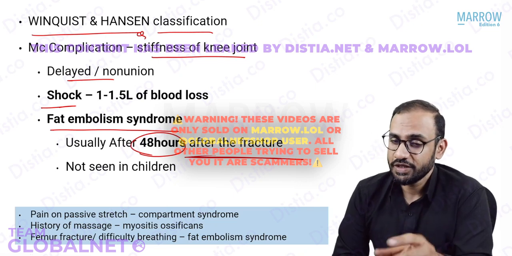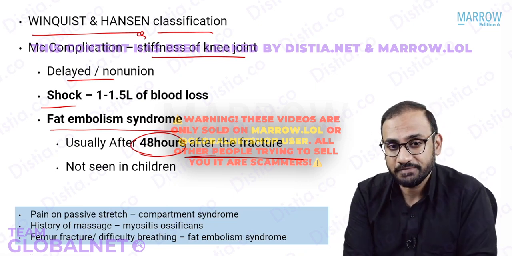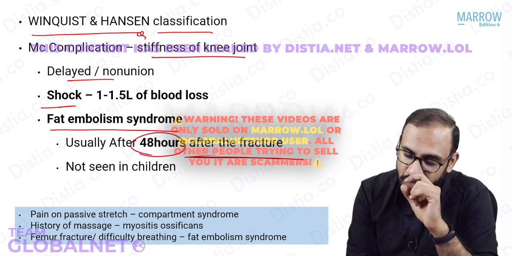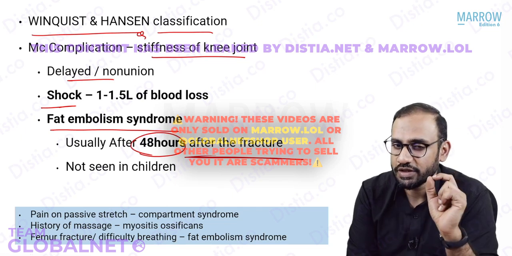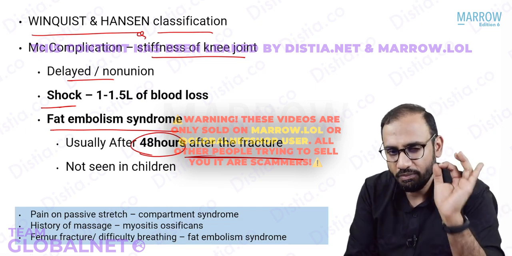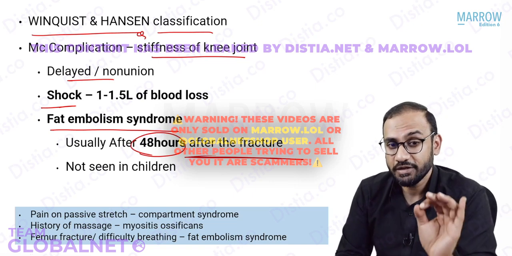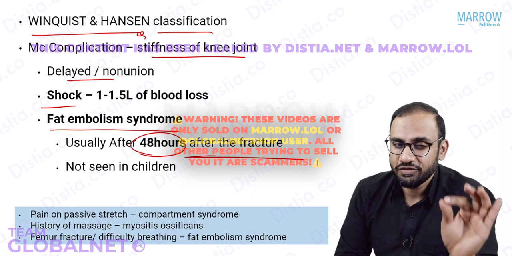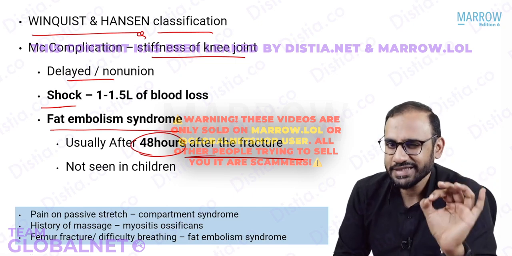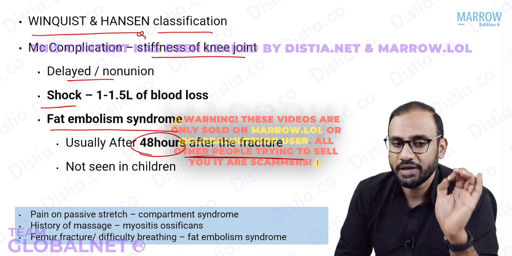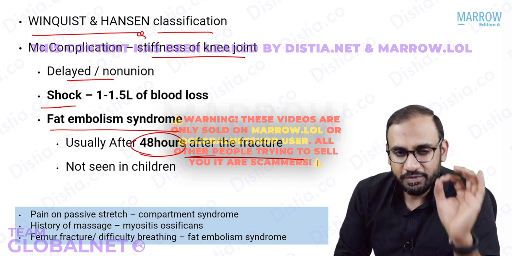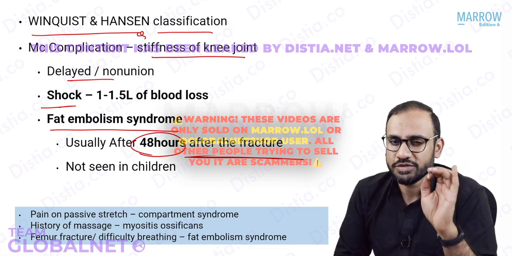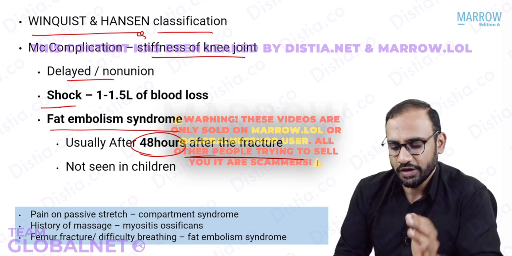Other similar MCQs will be there which have keywords. For example, massage. If the MCQ gives you massage history, say a child comes to you with a fracture of the elbow with a history of massage, what do you think? Supracondylar humerus fracture, history of massage, think myositis ossificans. If the question tells you pain on passive stretching following a fracture, pain on passive stretch is again a keyword for compartment syndrome. Similarly, femur fracture, difficulty breathing, 48 hours after the fracture, it's usually fat embolism syndrome. These are the keywords you should look for, and we'll talk about all of this.